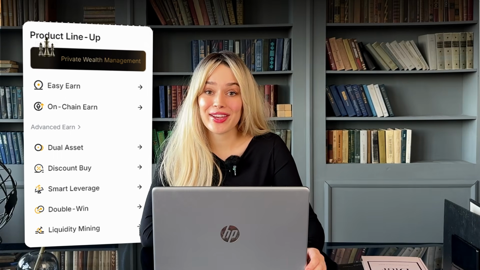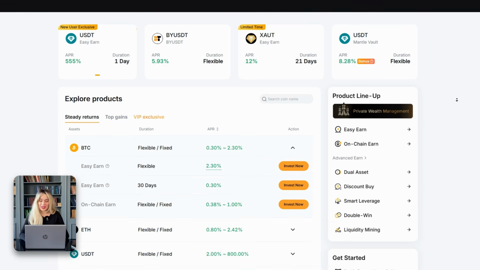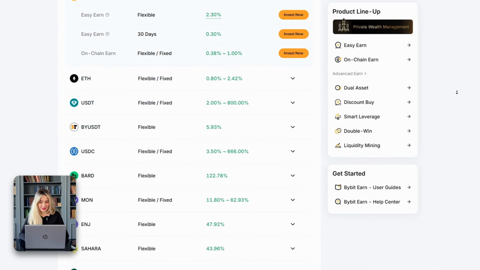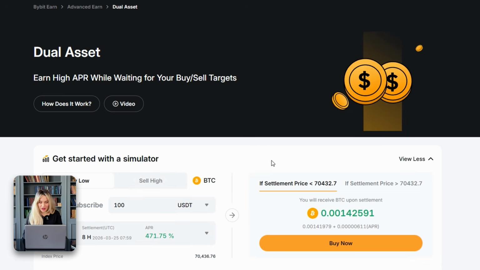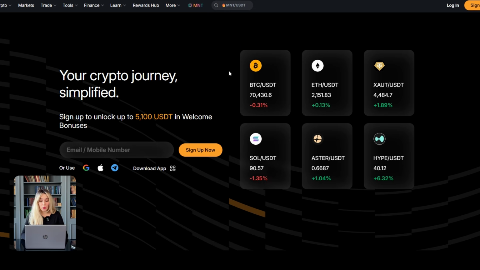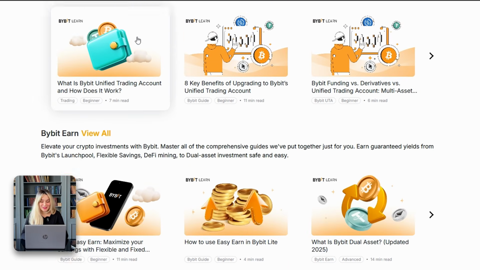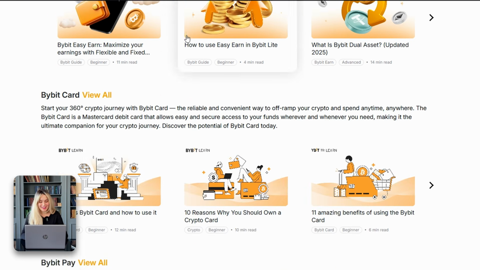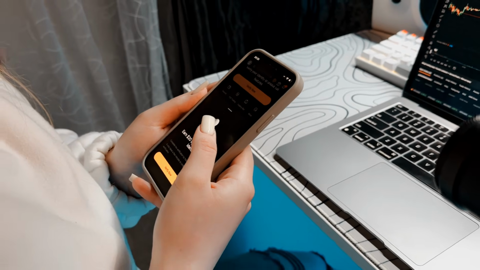And if you're not actively trading, you can earn passive income through their earn products. Here, you'll find options like flexible savings, fixed-term staking, DeFi mining, and dual asset strategies. Each comes with different risk levels and returns. Bybit also includes a Web3 wallet, NFT marketplace, and educational content to help you improve your trading skills. You can use Bybit on desktop or their mobile app. For this tutorial, I will be using the web version.